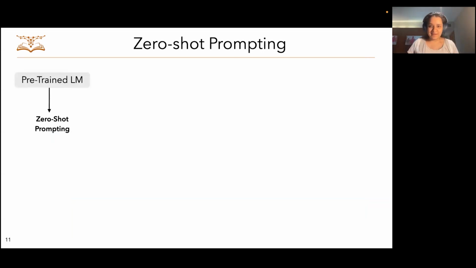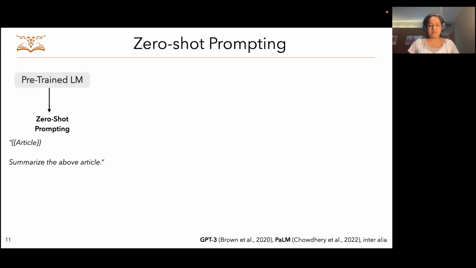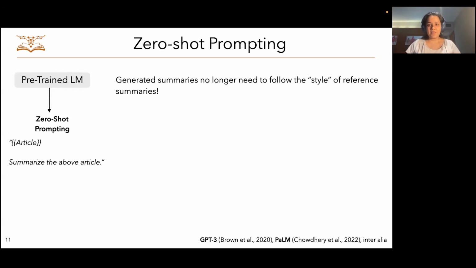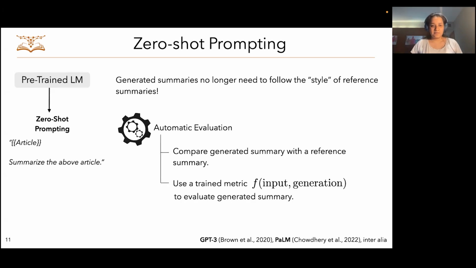But now we are in the era of zero-shot prompting, where instead of trying to train models to emulate these kind of gold summaries, we just give the model the article and we ask it to summarize the article. And because of this, generated summaries no longer follow the quote unquote style of the reference summaries. And in order to demonstrate why this is a big shift, let's look at this sub-problem of automatic evaluation. Before, I talked about two ways automatic evaluation is conducted. First is comparing the generated summary with the reference summary. But now, because generated summaries no longer need to follow the style of reference summaries, will this evaluation paradigm even work?